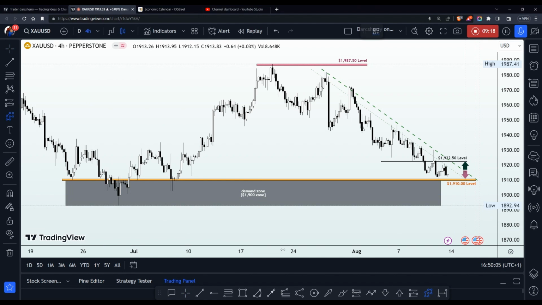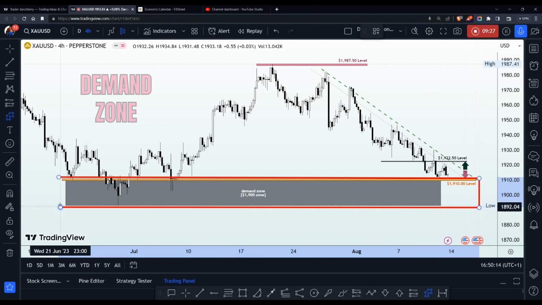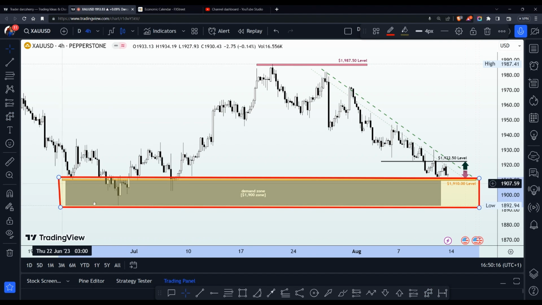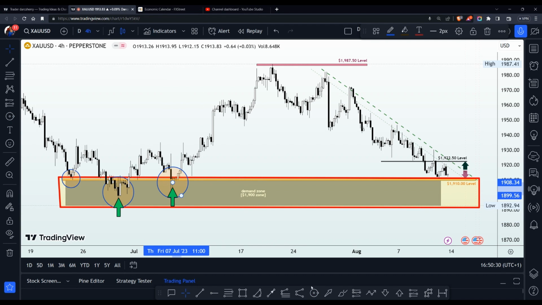Well, the first thing clear is that beautiful demand zone around the 1900 area, as you will see, that sellers have struggled anytime price action comes into this area. This happened here in the month of June, as you will see here. We also saw the same thing happen during the last week of the month of June. And during the first week of July, we saw buy pressure around that area.